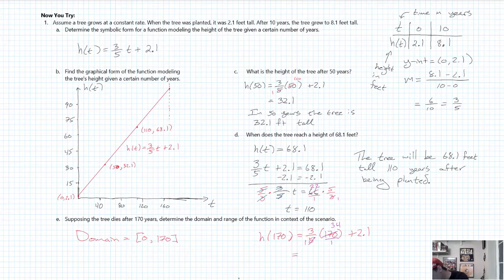So then we'll go 3 times 34. That is 90 plus 12, that's 102. And 102 plus 2.1 equals 104.1. And I'll go and label that here. That's 170, comma 104.1. So the range is 2.1, its height when we first plant it, up to 104.1 feet tall when it stops growing.